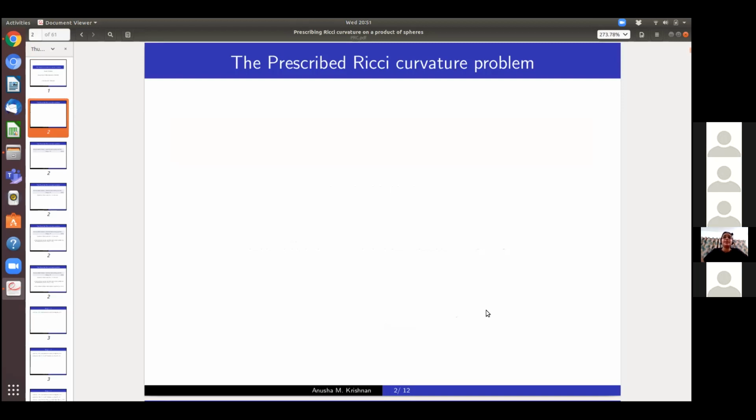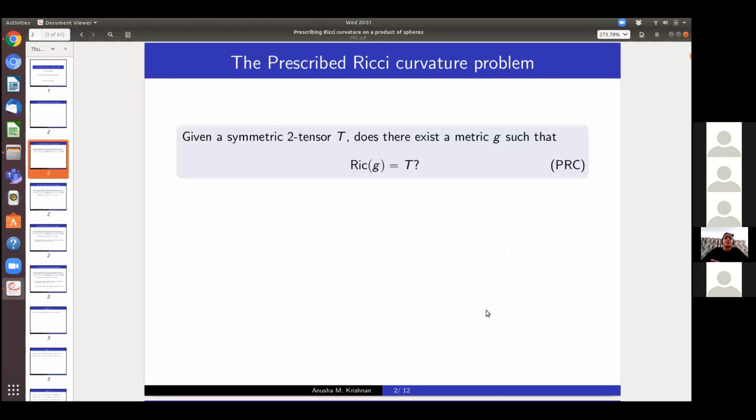So here is the prescribed Ricci curvature problem. Given a symmetric 2-tensor T on some manifold M, does there exist a metric g that realizes T as its Ricci tensor? This is the prescribed Ricci curvature problem. I abbreviate it here as PRC, and I might refer to that later.